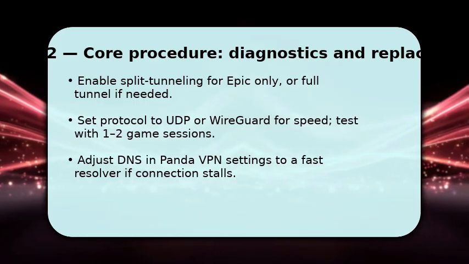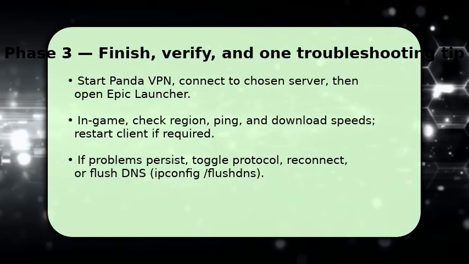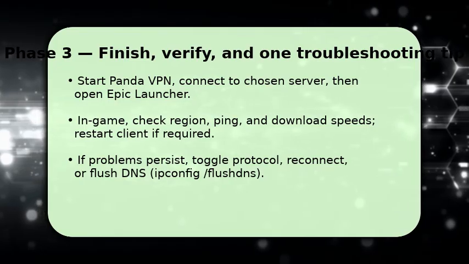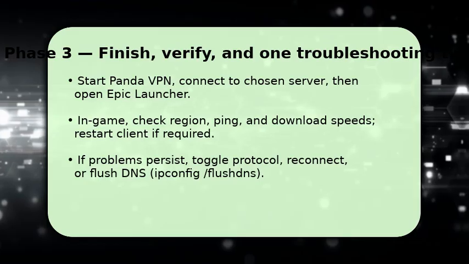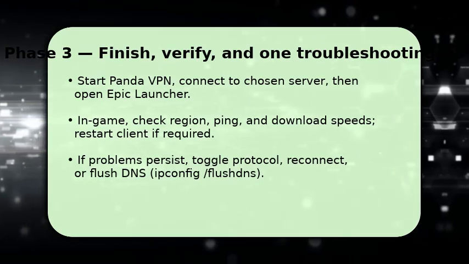Finally, connect Panda VPN to your selected server and then launch the Epic launcher. Order matters because the client binds to the active network route at startup. Once in, confirm region and ping numbers.